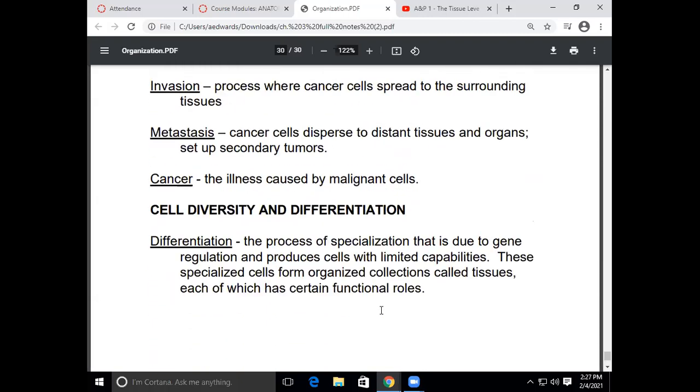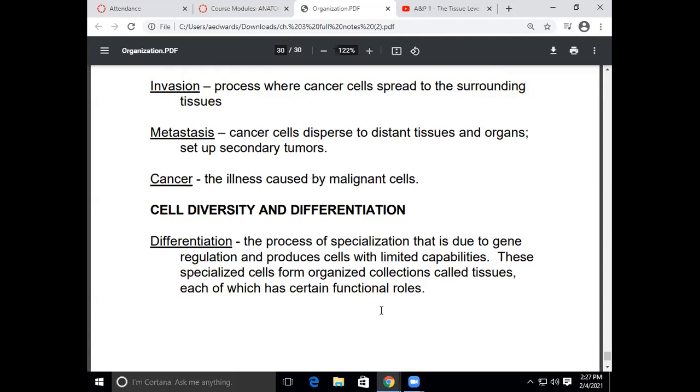Okay. So I want to end with just about the concept of differentiation. You've got all kinds of different cells in your body, right? I think there's over 200 different kinds of cells. And it's specializations due to regulation of your genes and your DNA. It produces cells that have limited capabilities. All your cells don't do the same thing, right? Some do one thing, some do another.